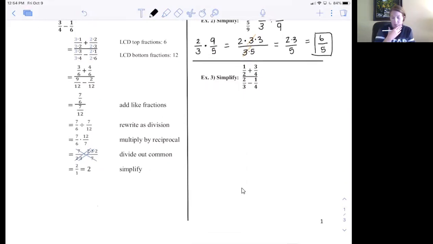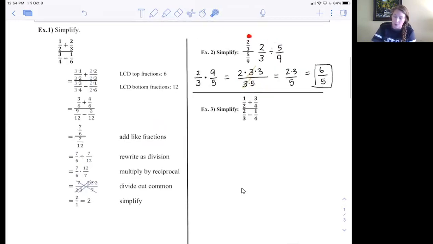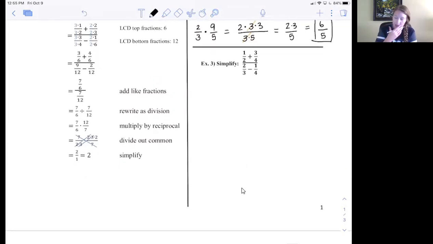So now example 3, a little more complicated. On the top, I've got fractions added together, on the bottom subtracted. So I would suggest just looking at the top at first, simplifying that into one fraction, and then doing the same on the bottom. So we get it into a form like example 2, and then we can solve that.